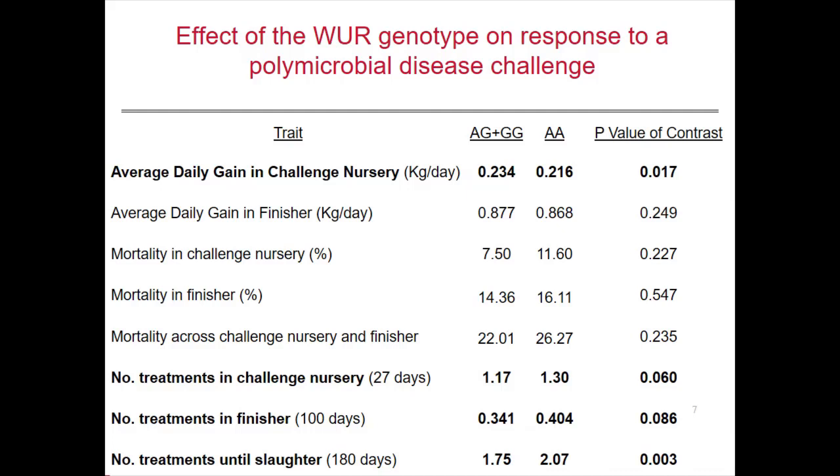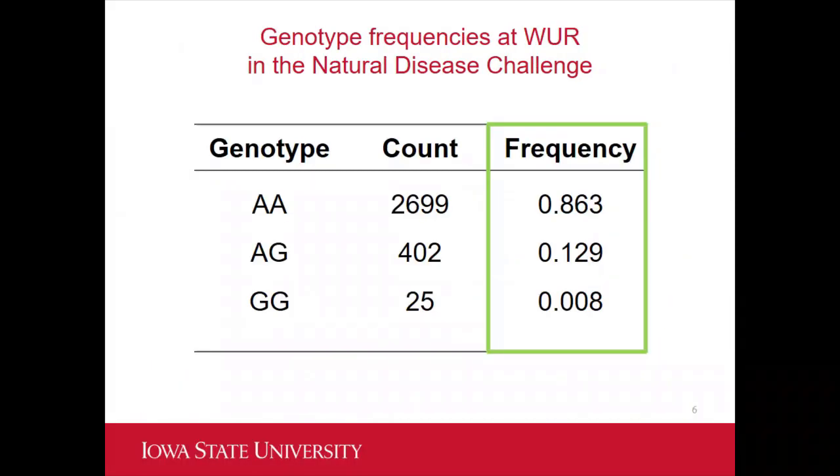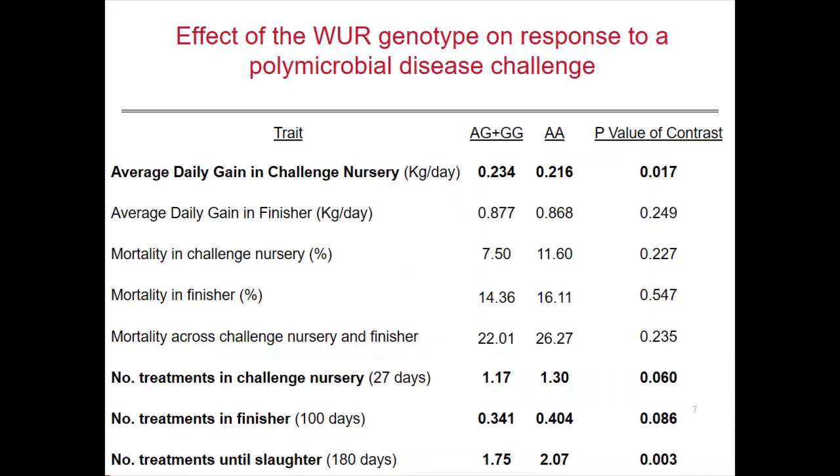This is the results of our natural disease challenge. And the main point that I want to show you guys is that those with the favorable allele tend to do better. And so you can see that we actually combine the AG and GGs together when comparing with AA. And this was for two reasons. One, because we see that there's such a small frequency of GGs that we combined it with the AG. In addition, previous studies have found that the G allele is actually dominant. And so that gives us another reason to combine them.